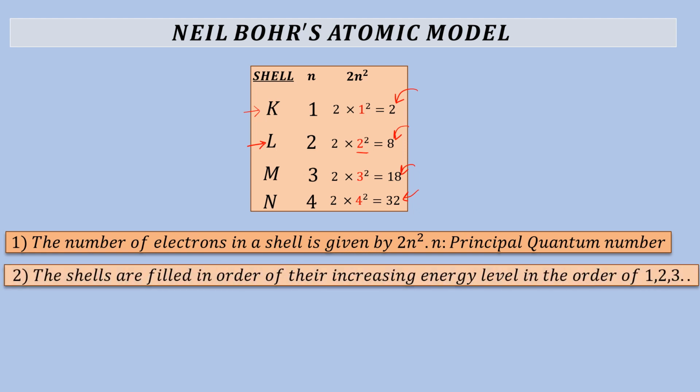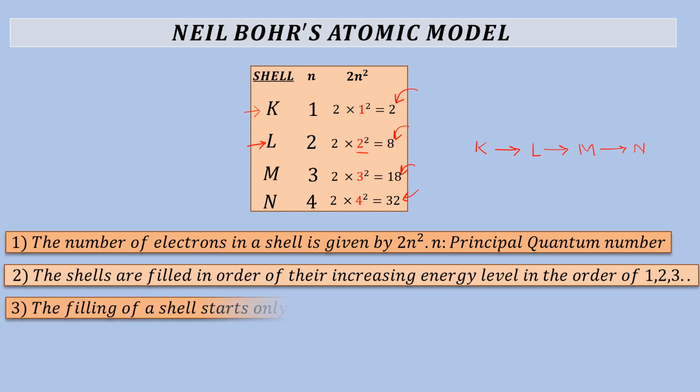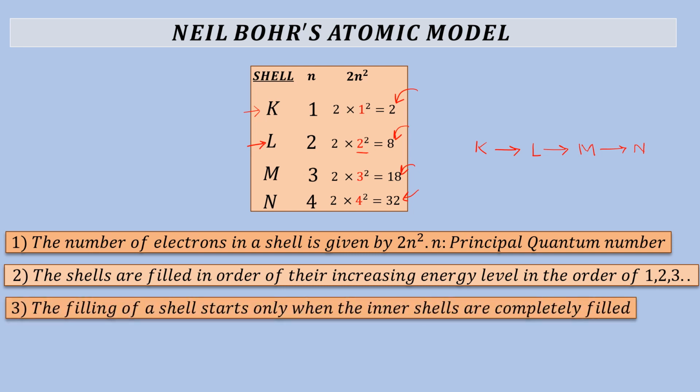The second rule was that the shells are filled in order of their increasing energy level, and this order was: first the electrons will be filled in K shell, followed by L shell, then M shell, and then N shell. The third rule was complementary to the second rule. It says the filling of a shell starts only when the inner shells are completely filled. So we cannot start filling the L shell until we have filled the K shell completely.